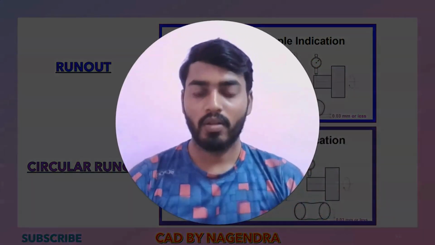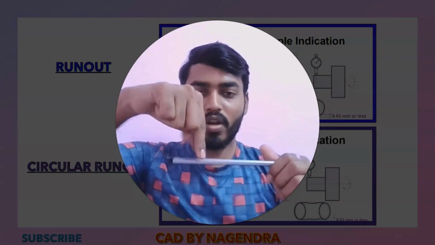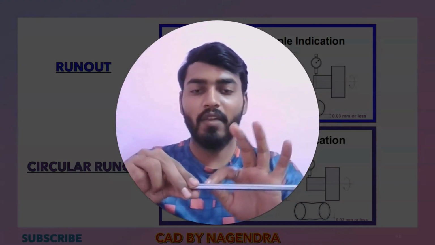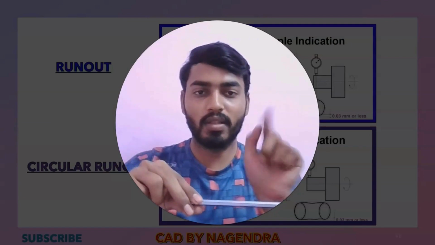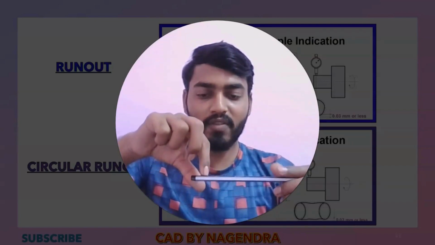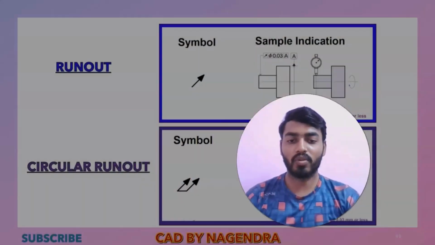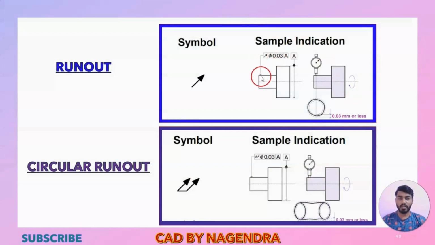Here for example, this cylinder is there and the dial gauge needle will be placed here. The cylinder will be in rotary motion, it will be rotating. If any variation is there in the circular position, the dial gauge indicator will show it and we are able to check proper circularity of the cylinder exactly at that particular position by using this runout. So we need to mention runout with the tolerance value of this with reference to A. Similar to that, we have circular runout here.